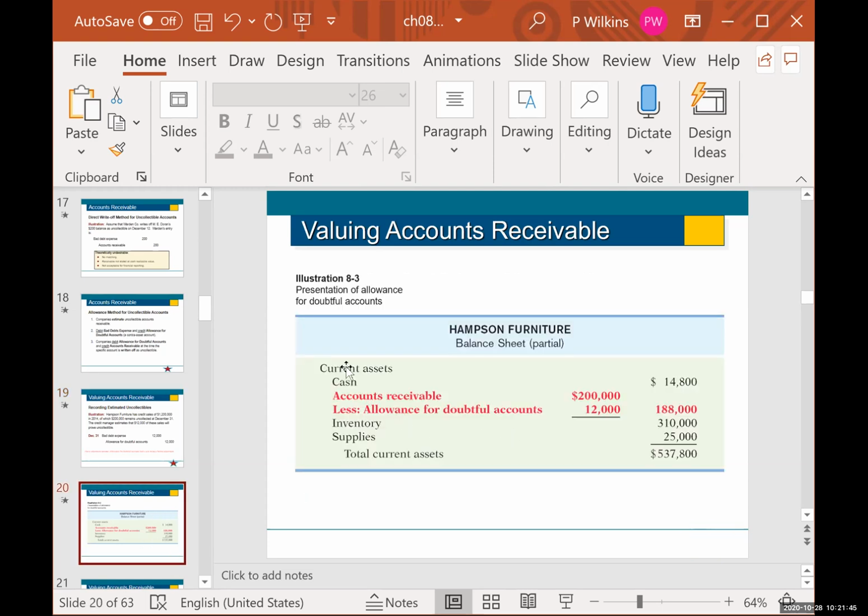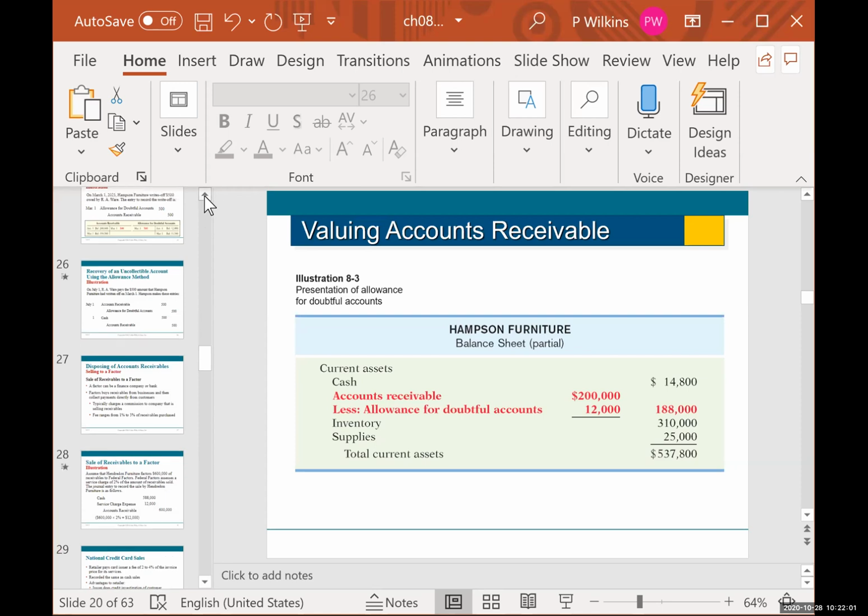The next slide is just showing us what it would look like on the financial statement. So they're showing you that the accounts receivable is $200,000, but once they take out the allowance for doubtful accounts of $12,000, they're only going to realize $188,000.